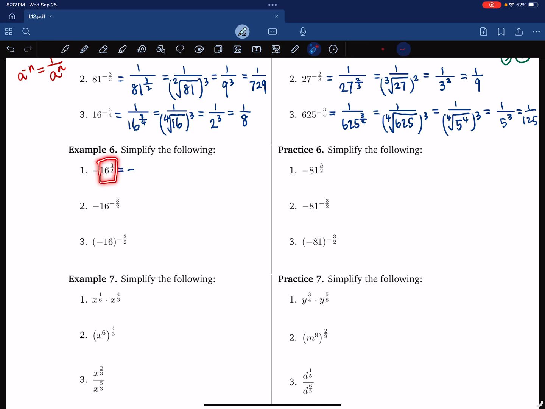to the radical form. The base is 16, so it goes inside the radical sign. And then the denominator is 2, so we know that it's a square root. And then raise the whole thing to the 3rd power. We know that the square root of 16 is 4, so this is the same as negative 4 cubed. And then evaluate that, it's negative 64.